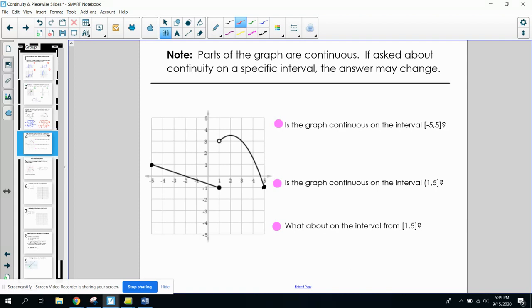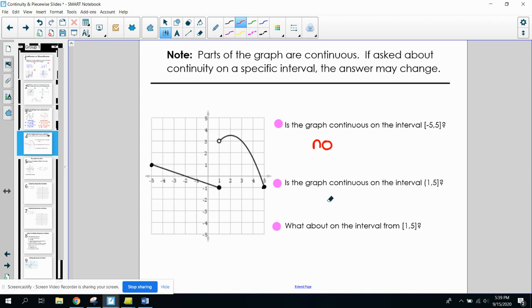Something that we want to make a note on is that parts of the graph can be continuous. So if you're asked about continuity on a specific interval, the answer may change. So here's the same example from the slide before. Now, if they're asking, is the graph continuous on the interval from -5 to 5? No, right? This is not continuous on the full interval because we have this jump at 1.